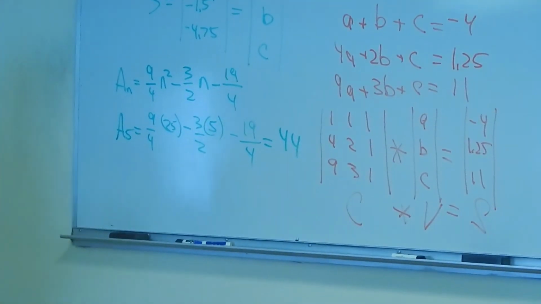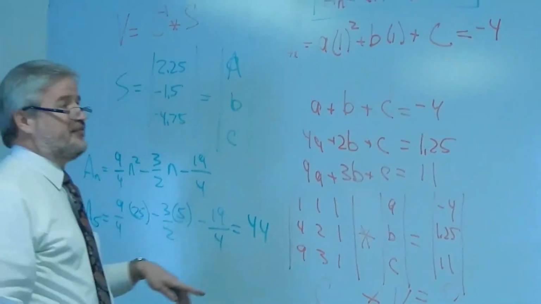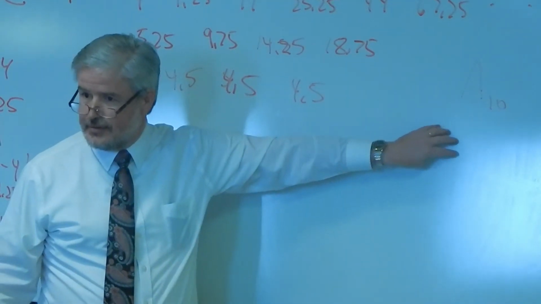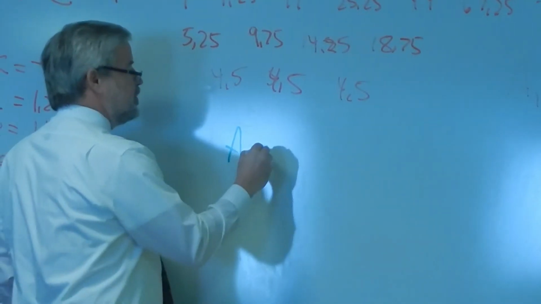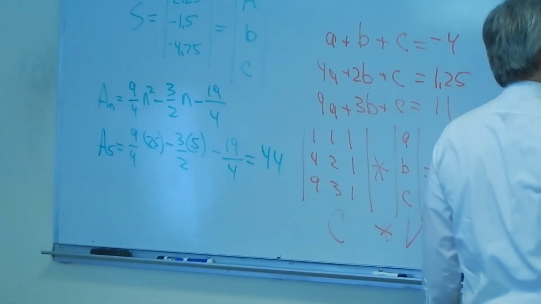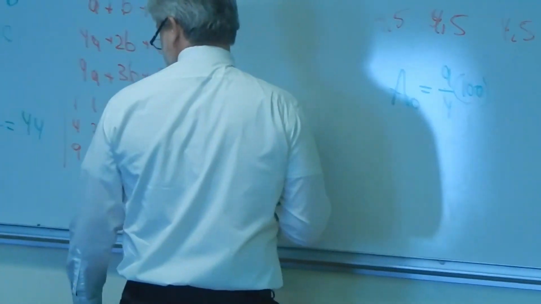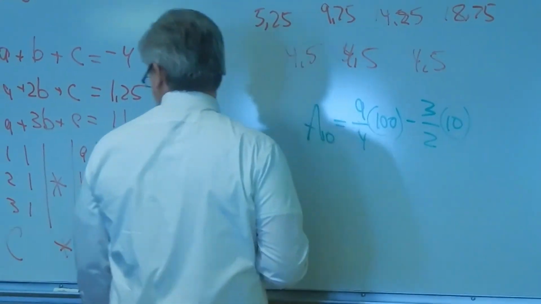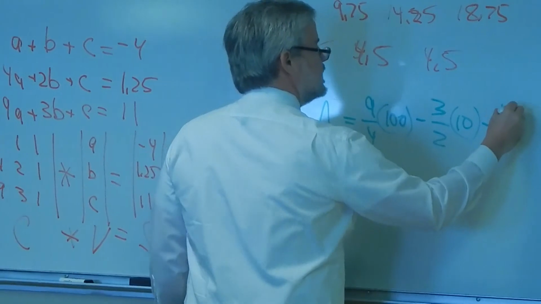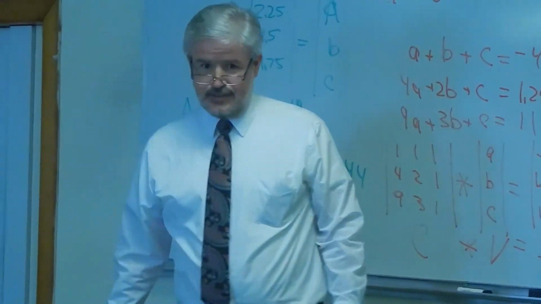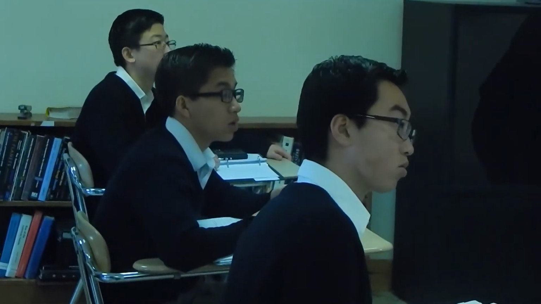So your explicit formula worked for the known value. The fifth value is 44. So my question to you was, what's A10? A10 is going to be equal to 9 over 4 times 100, minus 3 over 2 times 10, minus 19 over 4. And what's that equal to? 205 and a quarter. Do you see this?